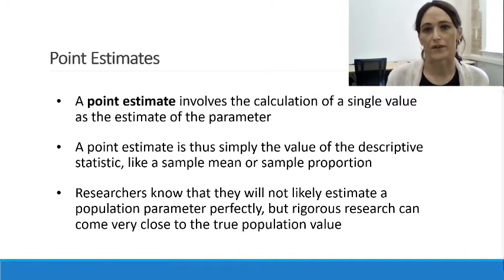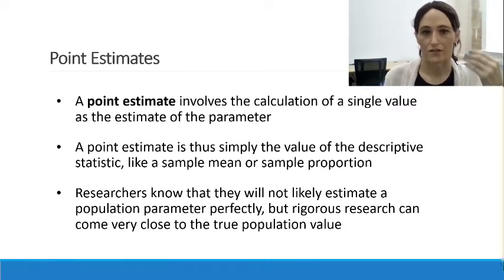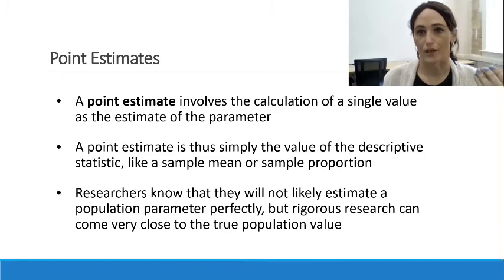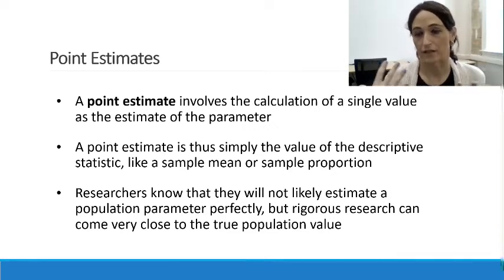So a point estimate involves the calculation of a single value as the estimate of a parameter. Okay. So a point estimate really is simply the value of the descriptive statistics from our sample, assuming that we've randomly selected from that population, and our goal is to say something about a larger population. So a sample mean or a sample proportion. But we need to also then take into account that might not be exactly the true population parameter. We're making an estimate, and we should use language and measures that kind of quantify that uncertainty.